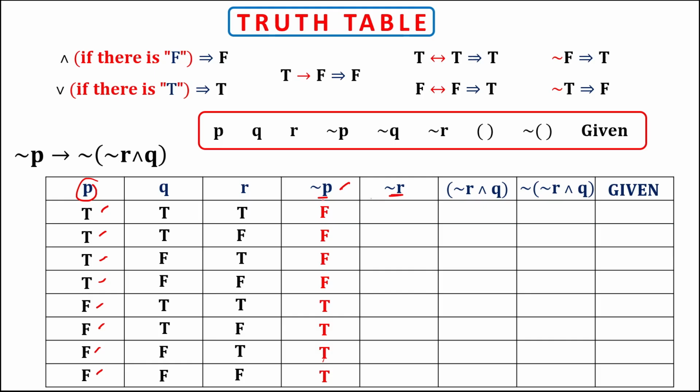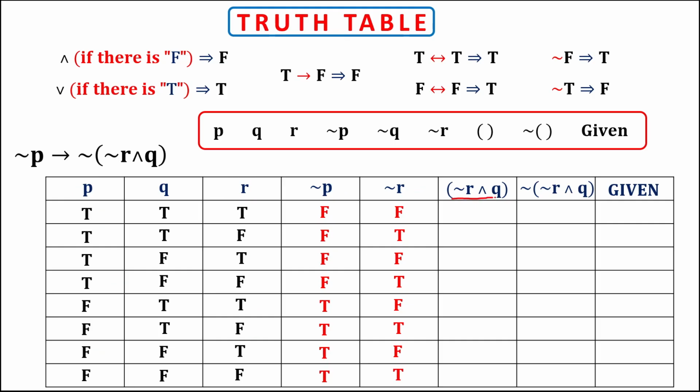Then for this not R, from R, the negation of R. Not true, this one is false. Not false, this one is true. Then not true, false. Not false, true. Then not true, false. Not false, that's true. Not true, false. And not false, this one is true. So these are now the values for this column.